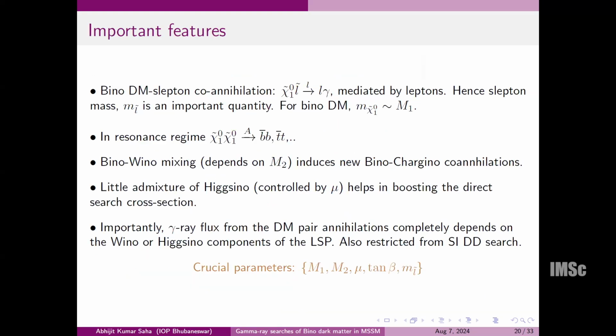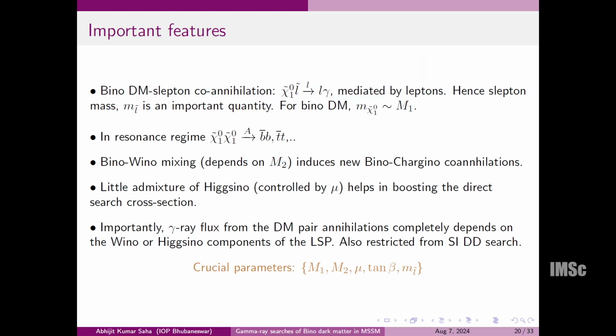So here are some facts about Bino dark matter. Bino dark matter can give you the correct relic density with slepton coannihilations only, mediated by sleptons. Also, in the resonance region, it could give you the correct relic abundance. So from these two points, M1 and MA, the mass of the pseudoscalar, and also slepton masses, are crucial parameters for this study.